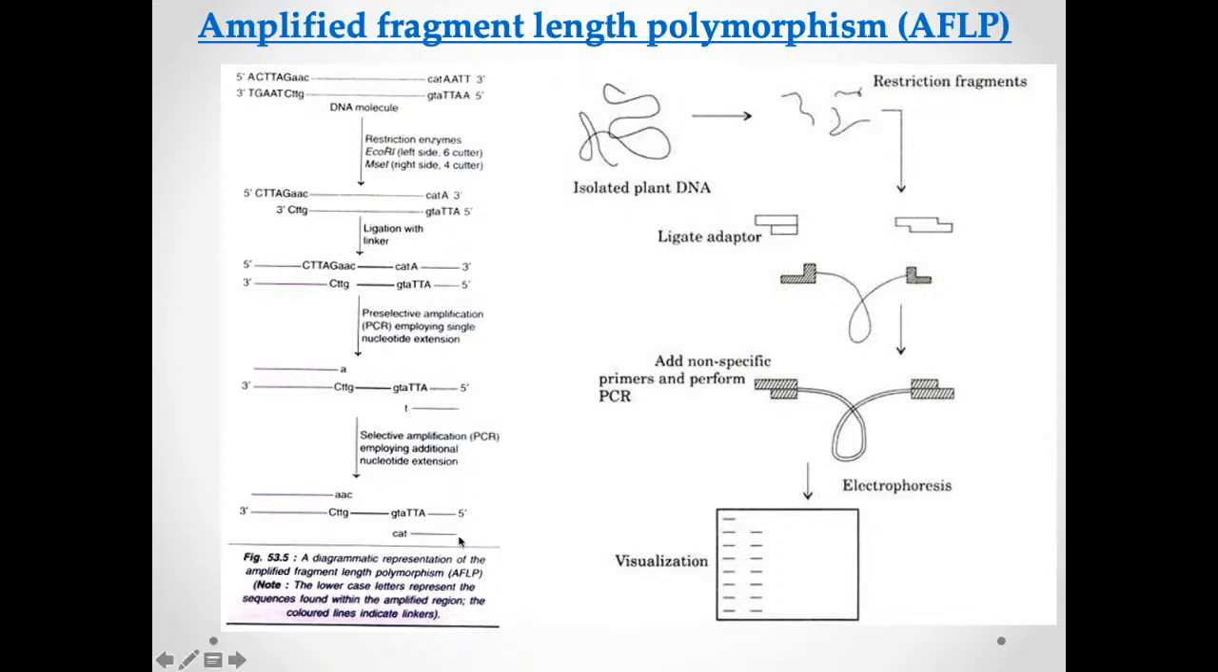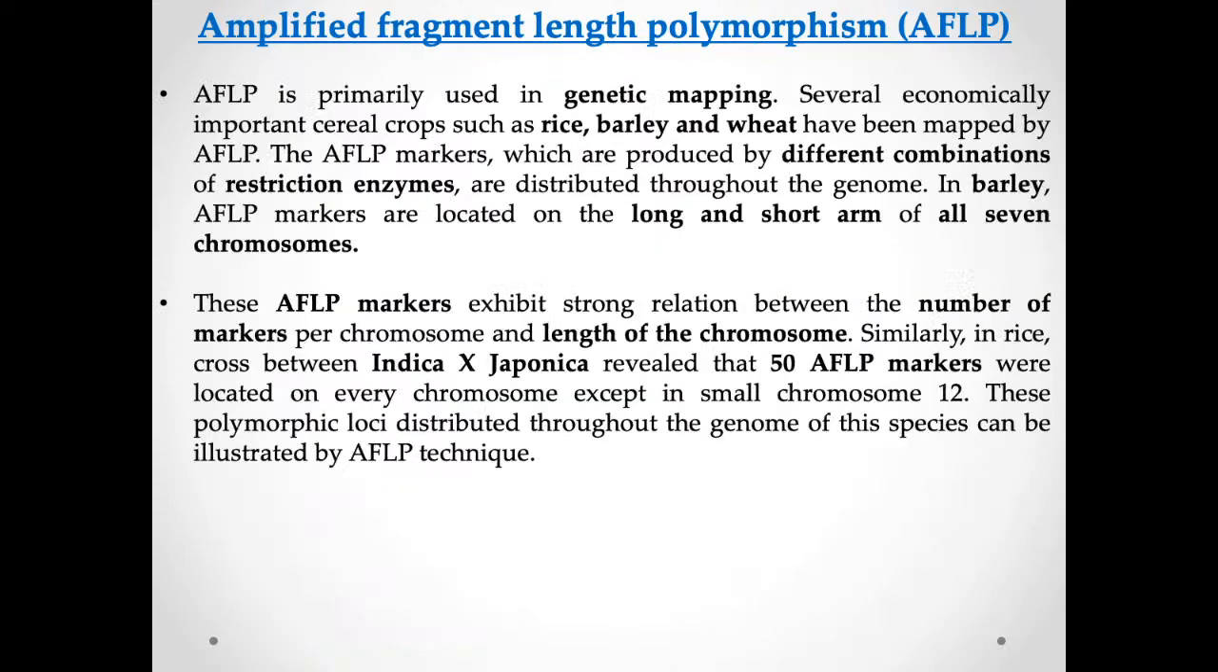So they are linkers also. These are the linkers, these purple colors, and the small letters that we are seeing here represent the sequences that are found in the PCR. So you have to isolate your plant DNA, restrict your fragments, then ligate with adapters, then add non-specific primers and perform PCR, then you do the electrophoresis. So that is amplified fragment length polymorphism, AFLP.